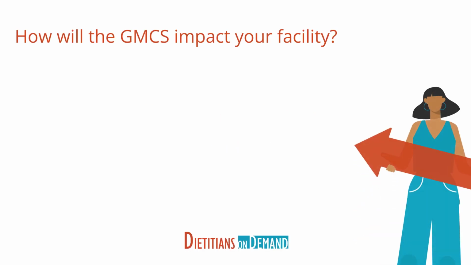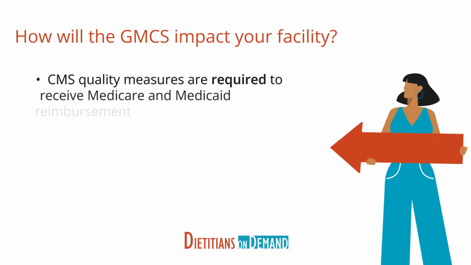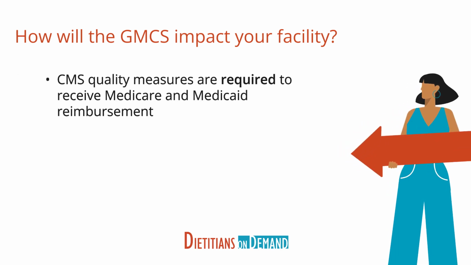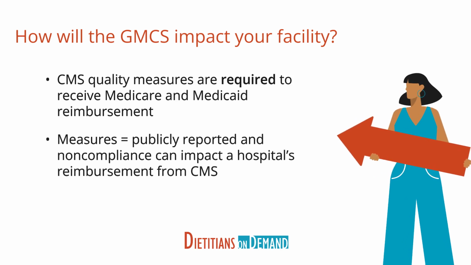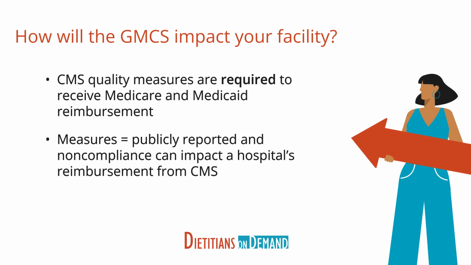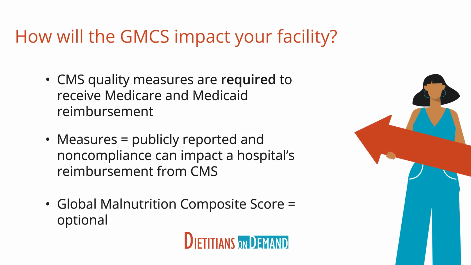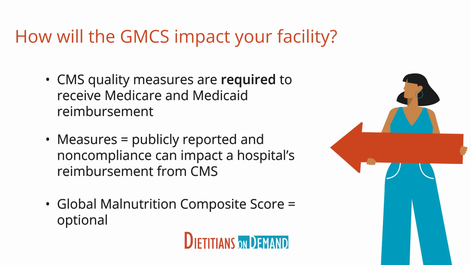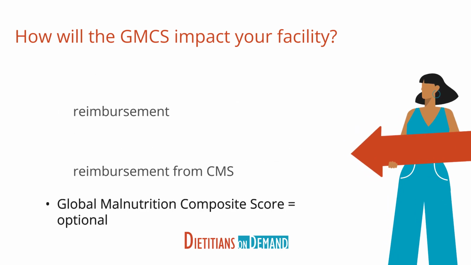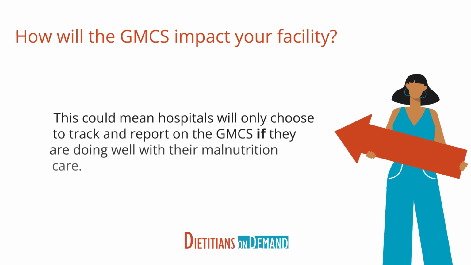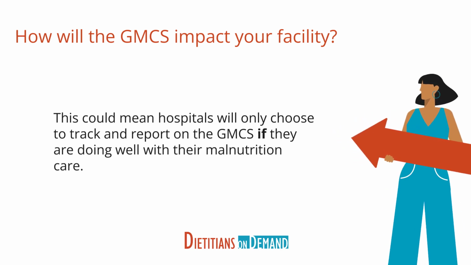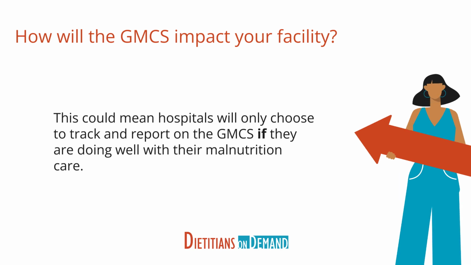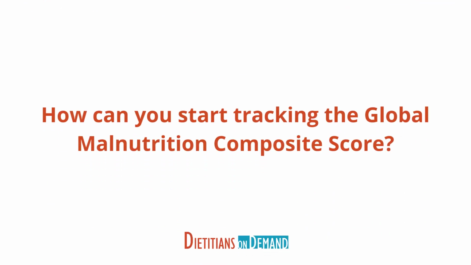How will the Global Malnutrition Composite Score impact your facility? The CMS quality measures are a requirement for all hospitals that receive Medicare and Medicaid reimbursement. They are publicly reported, and noncompliance with reporting can impact a hospital's reimbursement from CMS. The Global Malnutrition Composite Score is one of the optional metrics, meaning a hospital can choose to track it or not. Most likely, hospitals will choose to track and report on the Global Malnutrition Composite Score if they are doing well with malnutrition care.